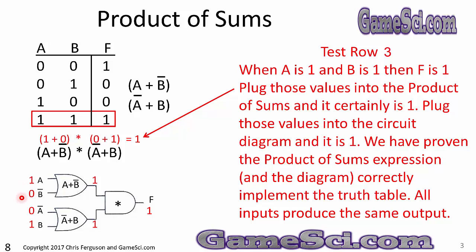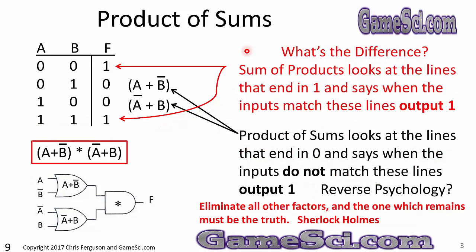1 OR 0 produces a 1. 0 OR 1 produces a 1. Two 1's on an AND input and you output a 1. We have proven the product of sums expression and the diagram correctly implement the truth table. All inputs produce the same outputs. What's the difference?